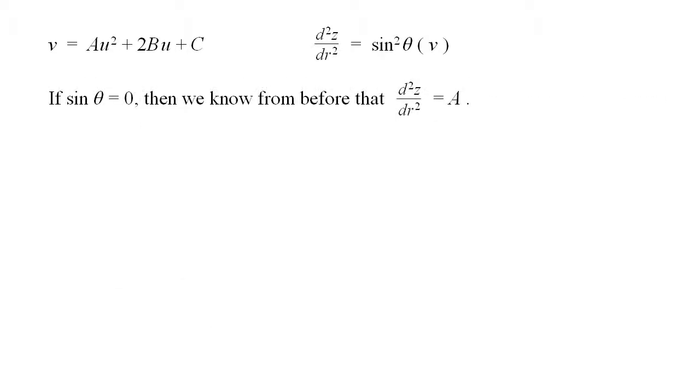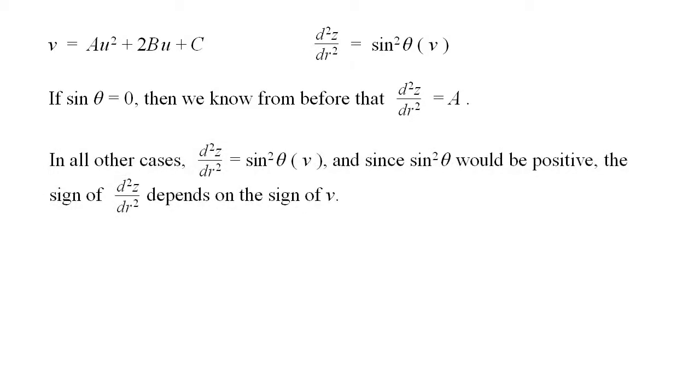If sine of theta is 0, then we know from before that the second derivative of z with respect to r is a. In all other cases, the second derivative of z with respect to r is sine squared of theta times v. And since sine squared of theta would be positive, the sign of the second derivative depends on the sign of v.